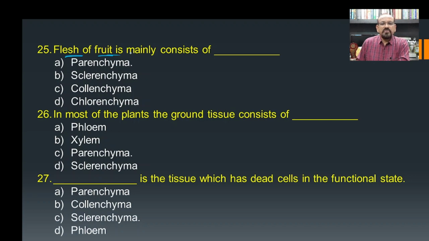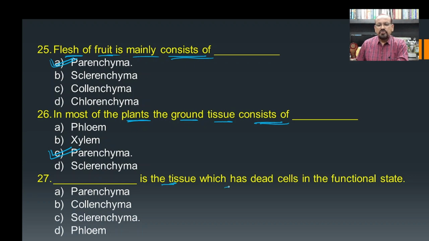Then the flesh of the fruit is usually made up of parenchymatous cells, and hence A will be the correct answer. In most of the plants, the ground tissue is parenchymatous, that is, thin walled.